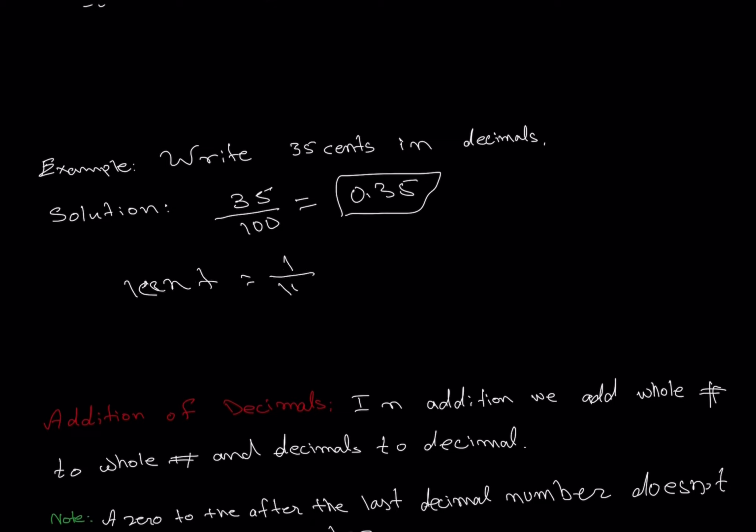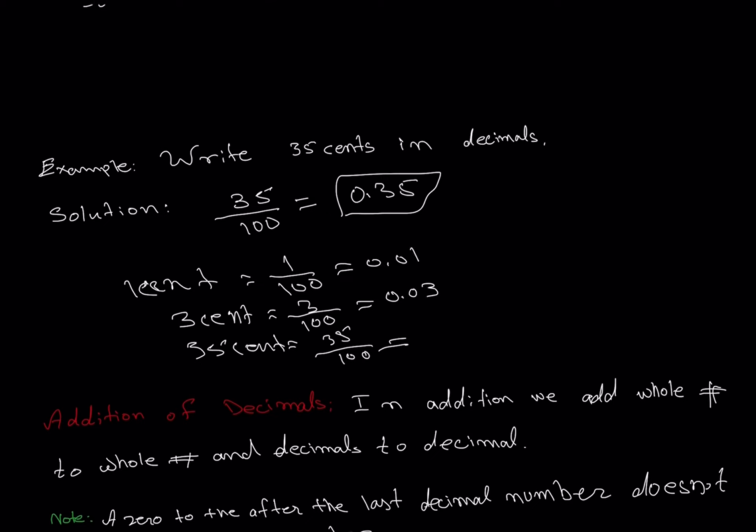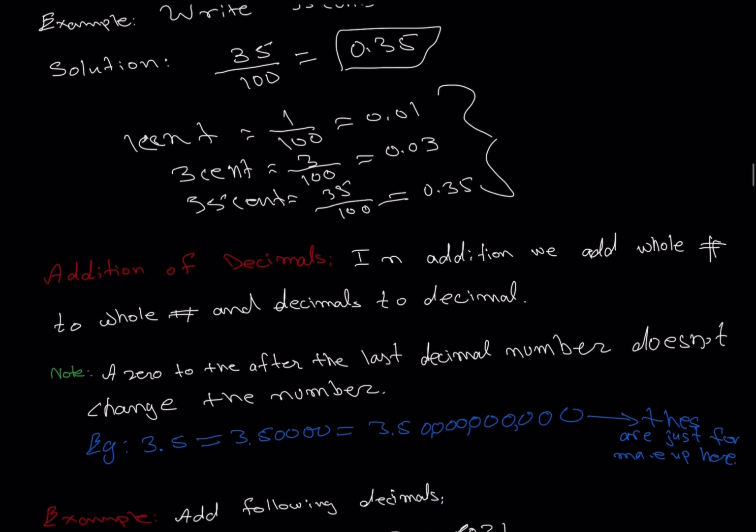1 cent is equal to 1 over 100. So 3 cents will be equal to 3 over 100. Same thing, 35 cents will be equal to 35 over 100. So that's how you find it. There will be 0.03, there will be 0.01, and 0.35. So that's how we find these decimals.